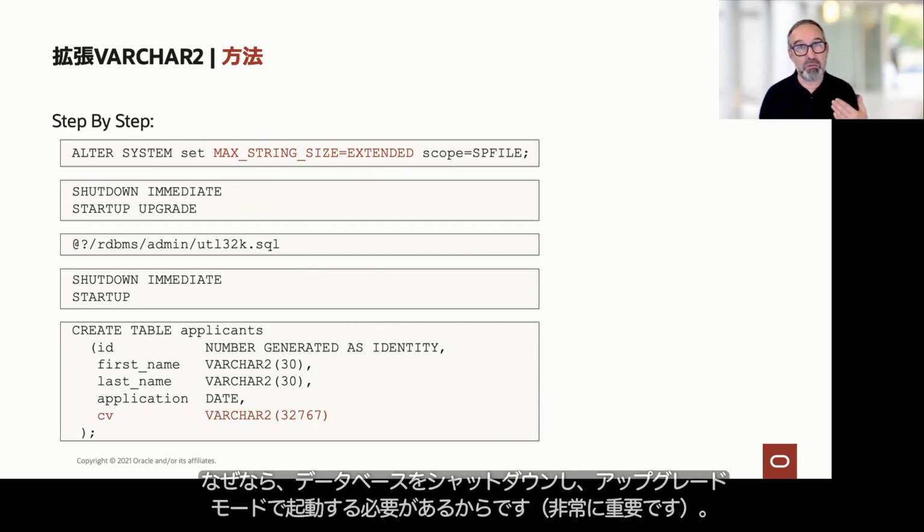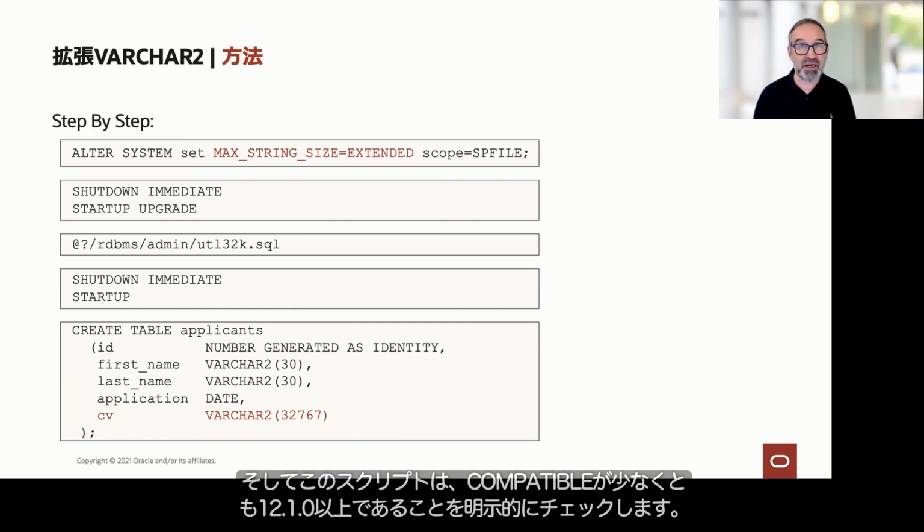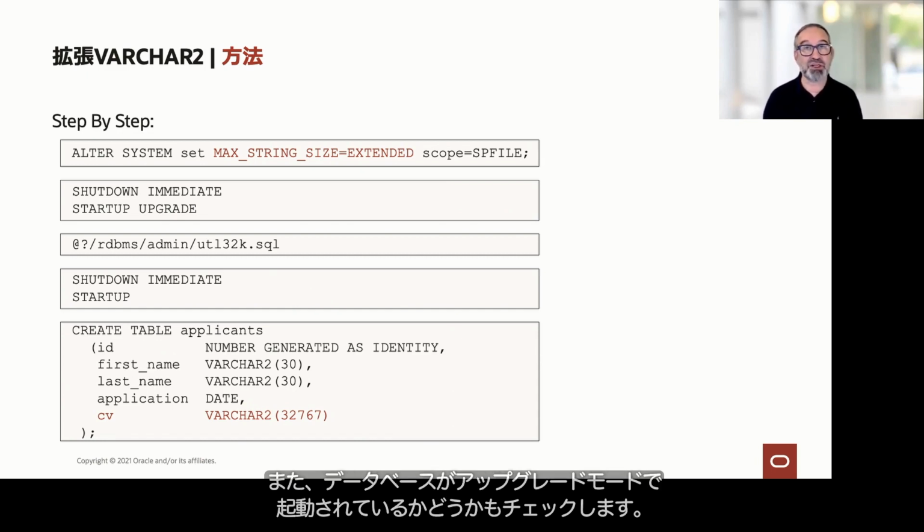So we set MAX_STRING_SIZE to EXTENDED, just in the SPFILE, because we need to shut down the database and then start it up. Very important in upgrade mode. And then we can execute the script utl32k.sql, which is in rdbms/admin. And that script explicitly checks for COMPATIBLE to be at least 12.1.0 or higher. And it checks also that the database is started in upgrade mode.